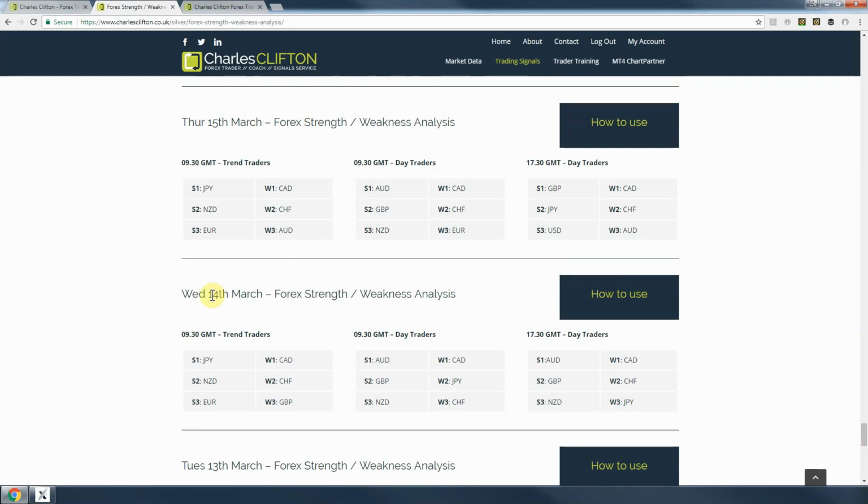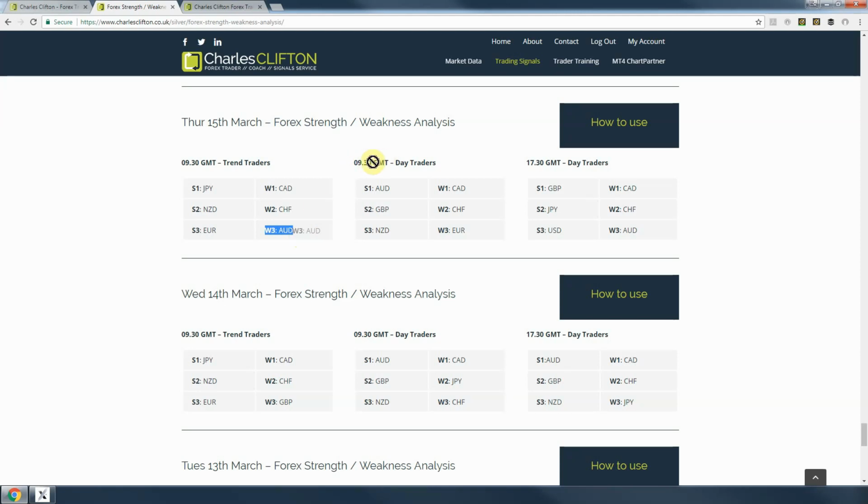If we look at Friday, or in fact the Wednesday before, you can see that the pound is actually quite weak. Day trading, the pound is coming up quite strong. The table we're interested in is Thursday the 15th of March, right there. You can see that the Aussie dollar is currently sitting as the third weakest currency in the market.